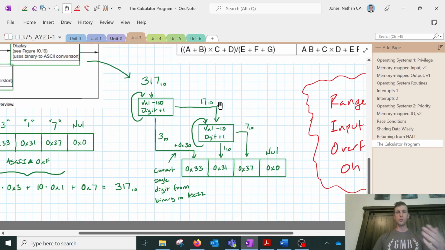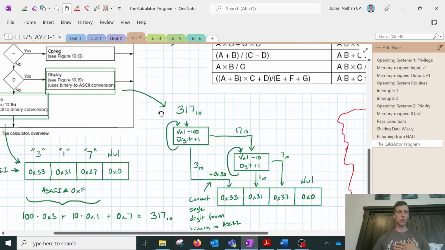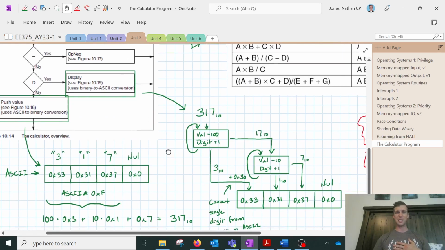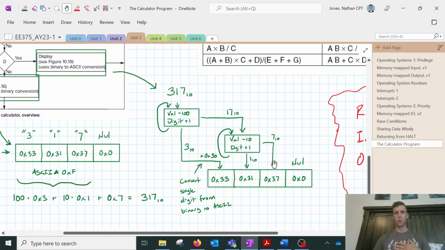In this case, once we subtract off a single 10, we're left with our ones place, and so the integer value 1 is the output for the tens place. We add hex 30 to that to get the ASCII value for 1, and whatever ones place comes out, we convert to ASCII in the same fashion, and we finish by inserting our null character at the end to mark the end of this ASCII string. Again, I'm leaving off a couple of details in terms of how we handle negatives, so I'd encourage you to look at figure 1019 to see those details, but the crux of that algorithm works like this.